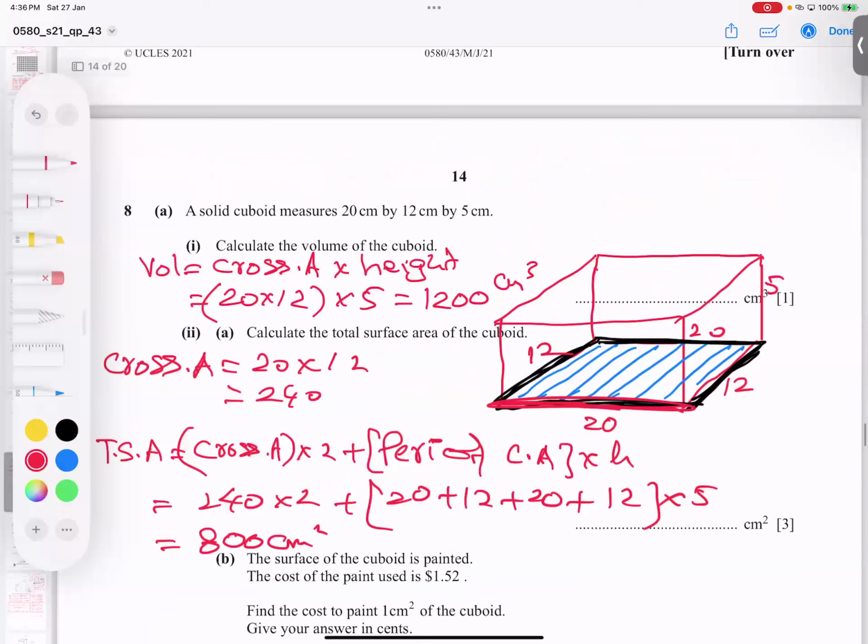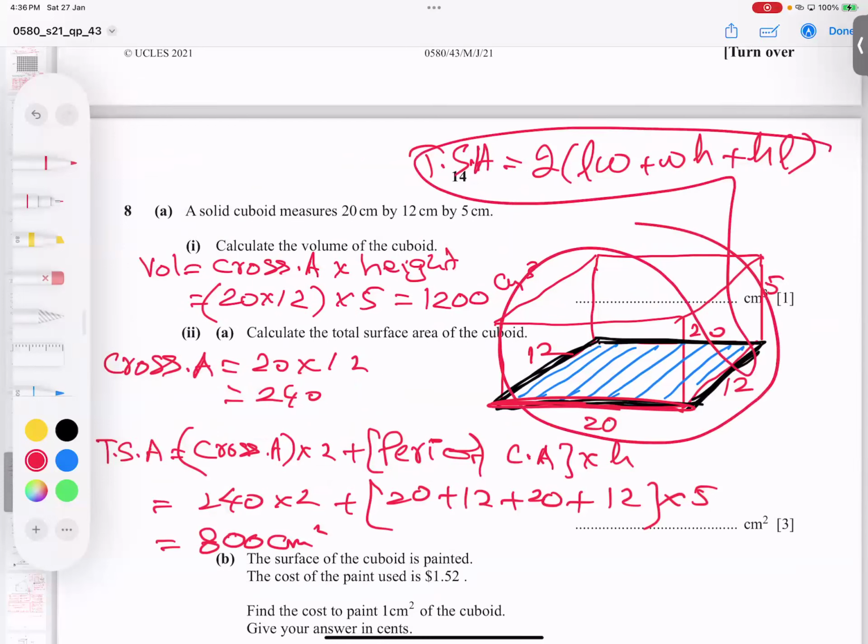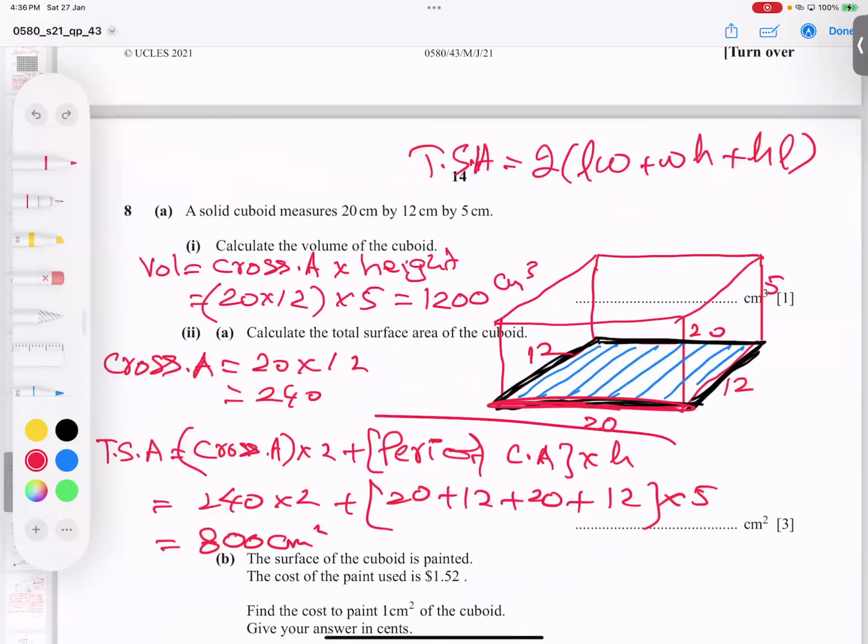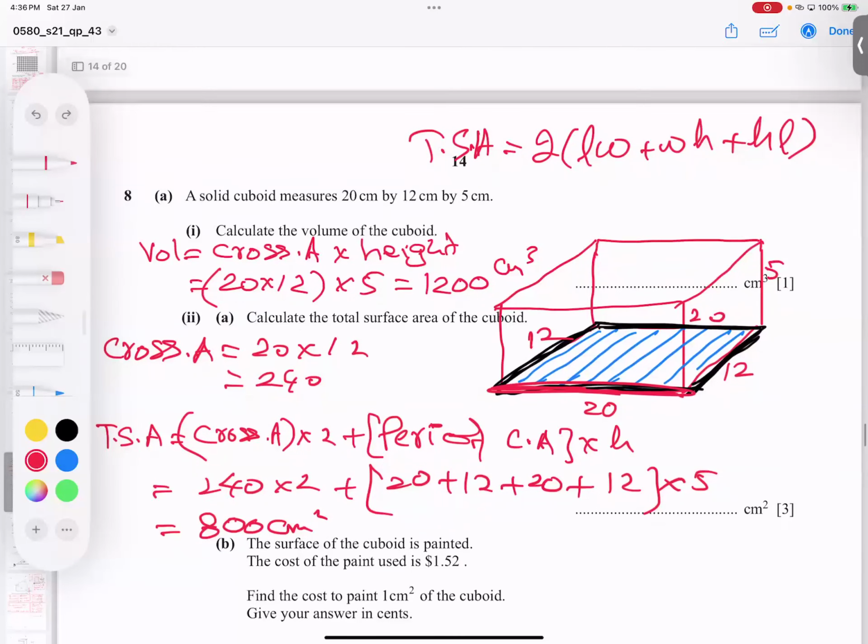Although you have a shortcut formula if you want cuboid only. What is that? Length into width, plus width into height, plus height into length, all times 2. This is a shortcut formula, but this formula is valid only for cuboid. The other formula is valid for all kinds of prisms. That is why it is my habit to teach what is effective for many questions.